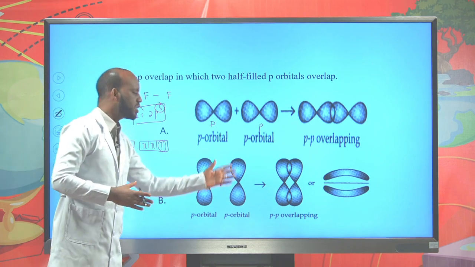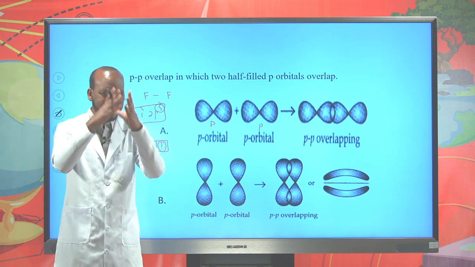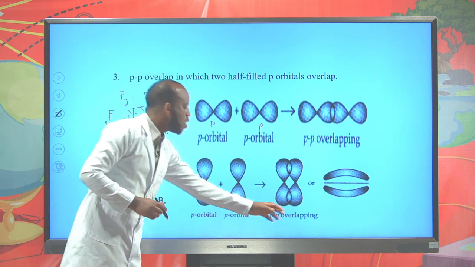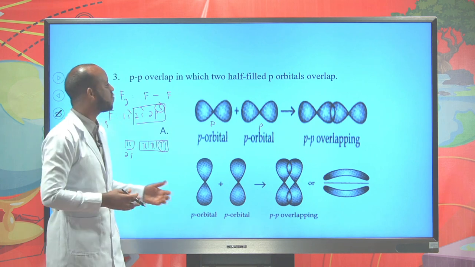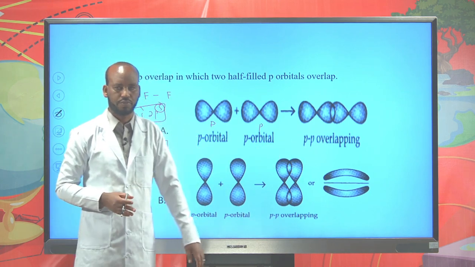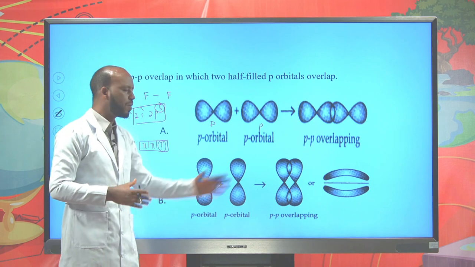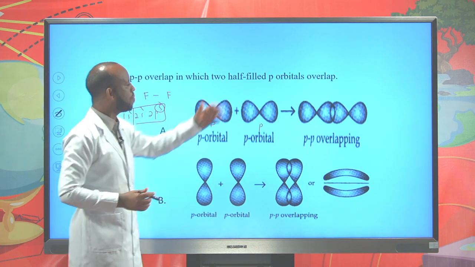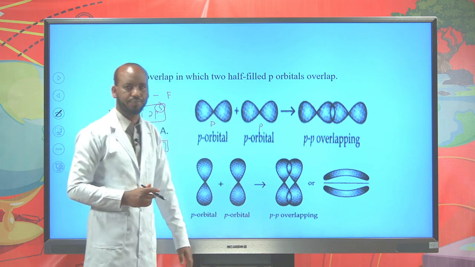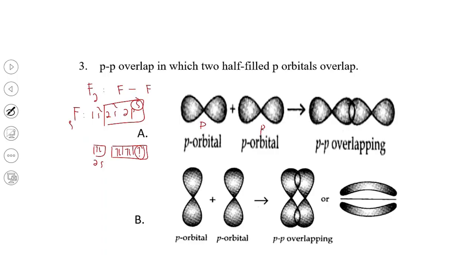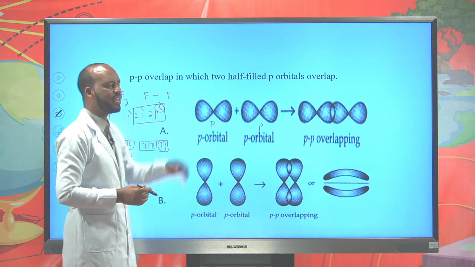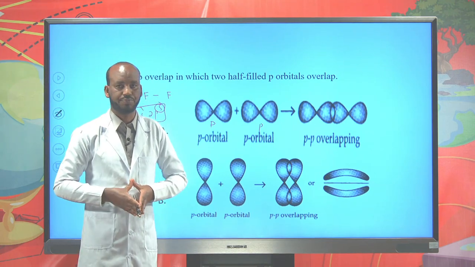Again, p atomic orbitals can overlap laterally, sidewise. This p-p overlapping results in the formation of a pi bond. When two parallel p atomic orbitals overlap laterally, sidewise, the resulting bond is a pi bond. Therefore, pi bonds exist in molecules containing multiple bonds, while sigma bonds exist in molecules containing single bonds.